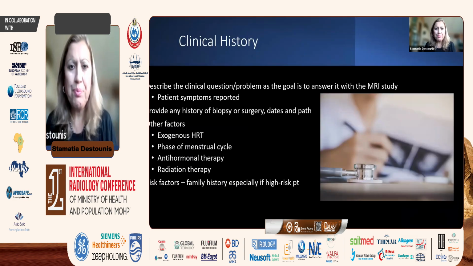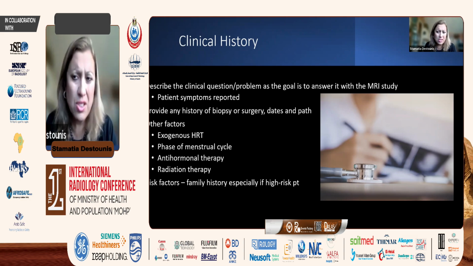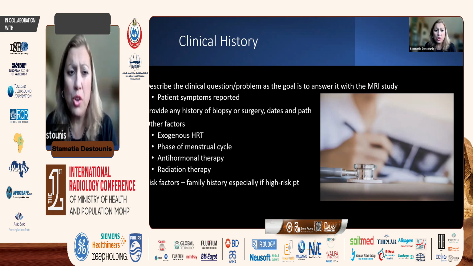Starting with the clinical history, we want to describe the clinical question that the healthcare provider, the clinical team, has for us. What is the problem that this patient has? Because our goal with MRI is to answer that question. Is it a lump? Is it skin change? Is it bloody discharge? Is it a new diagnosis of breast cancer, and they're looking for multifocal disease? Any patient's symptoms should be listed as part of the clinical history in our MRI reporting.